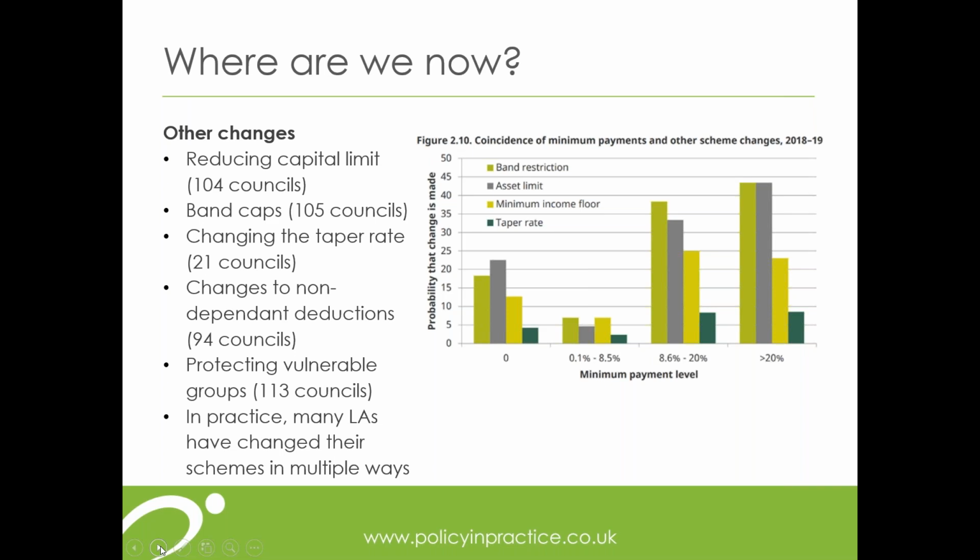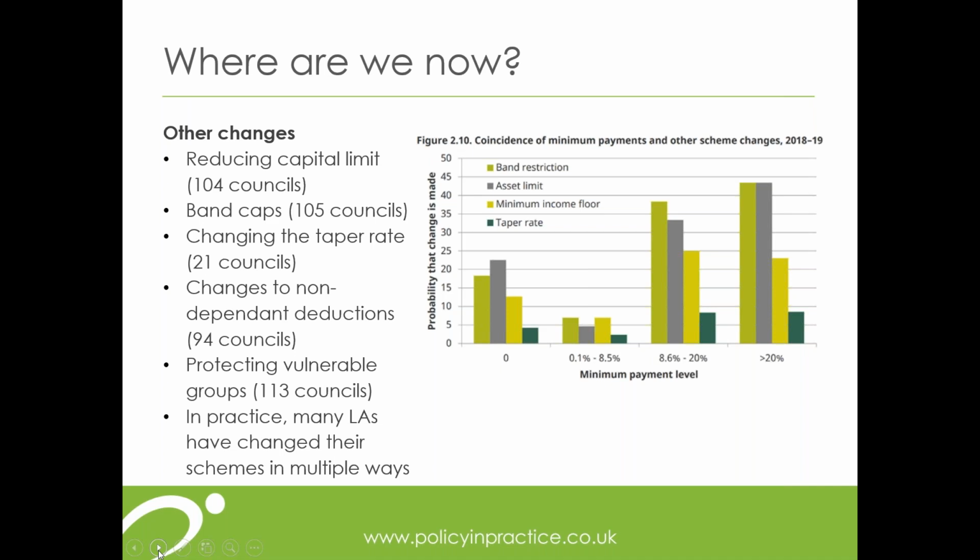Most councils, well, not most, 113 councils are protecting vulnerable groups. And we do see this a lot when we talk to councils. Overarching council strategies have to be reflected in schemes, and if there are specific groups of people that the council has other policies to protect, or has historically protected, those tend to find their way into the localised schemes.